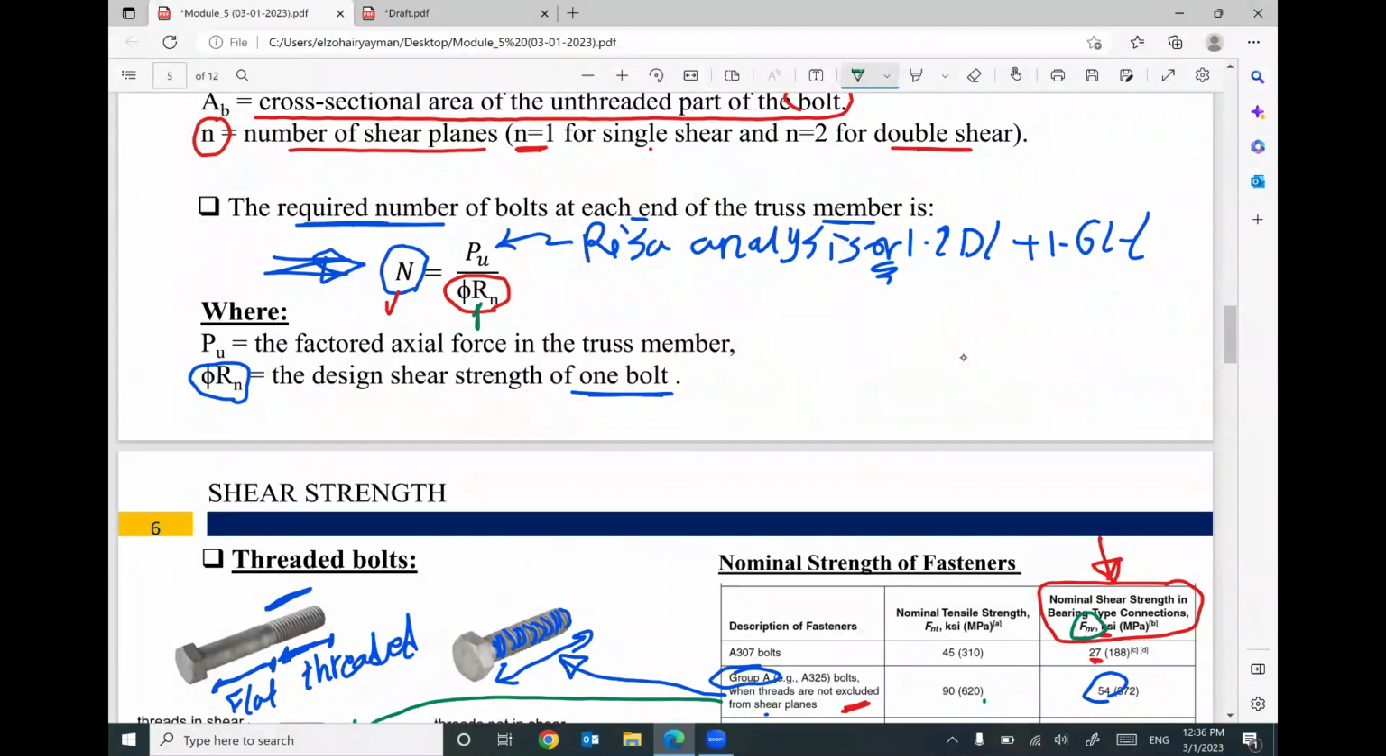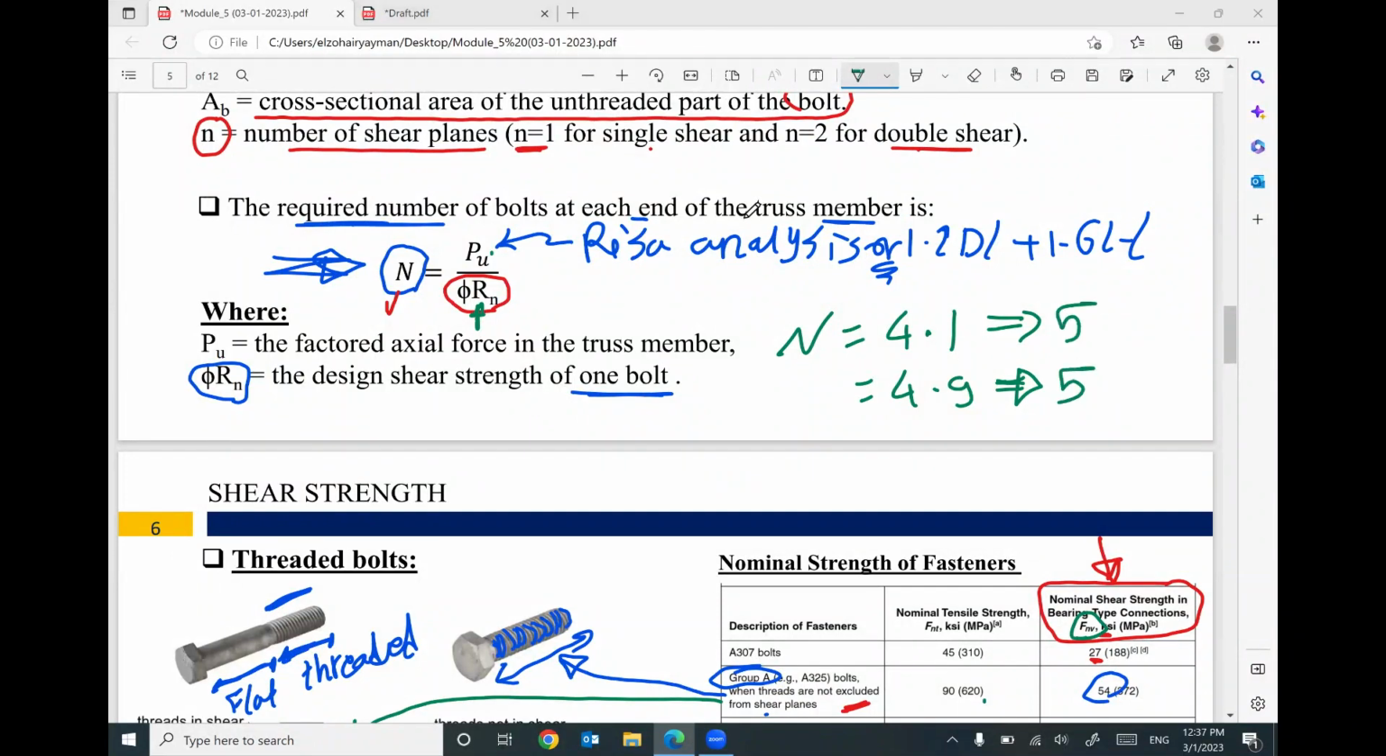Go ahead and put it as a denominator. P ultimate divided by this denominator, you can find the number of bolts. I have a question. If this number equals 4.1 or equals 4.9, do you think we can have a number of bolts as a decimal? So 4.1 will be how much? And the 4.9 will be how much? Any help? Thank you. 5.